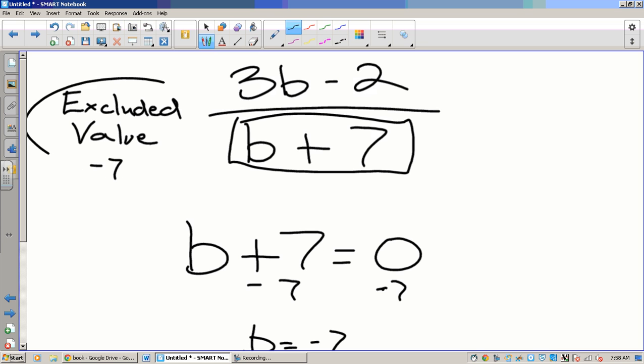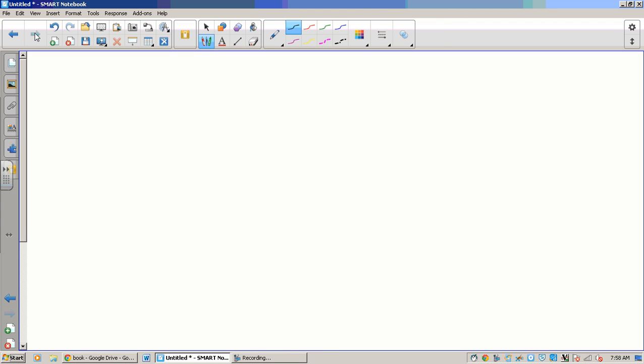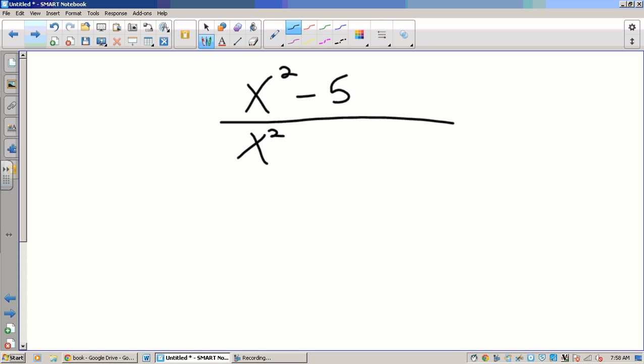is negative 7. All right, so sometimes we have more than one excluded value, and let's take a look at a problem like that. So here I've got x squared minus 5, and I've got x squared minus 5x plus 6. And this is a problem that's given in your book, and we'll look at another problem and go from there. So x squared minus 5 over x squared minus 5x plus 6.